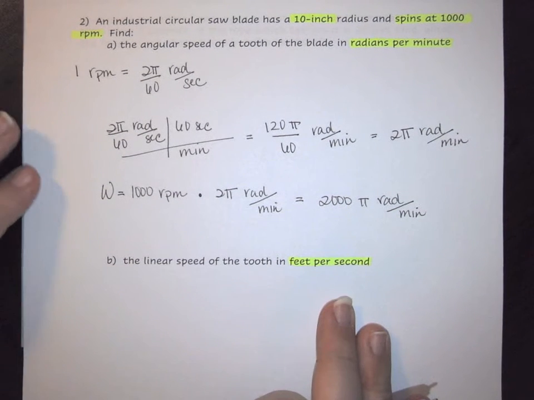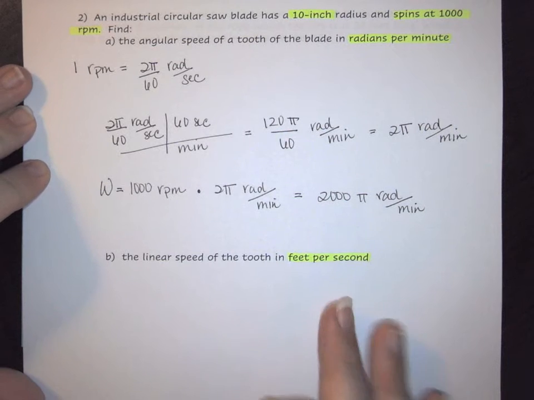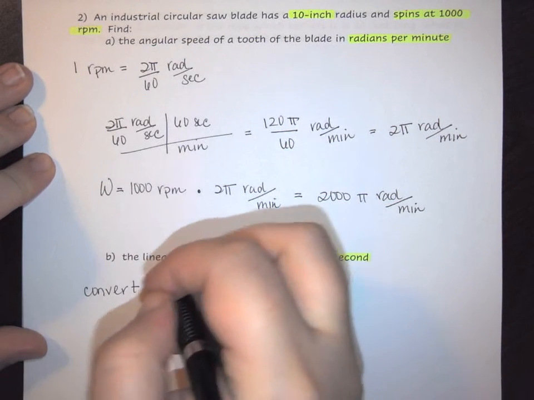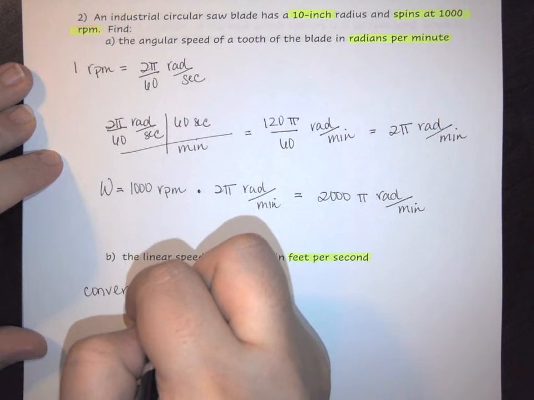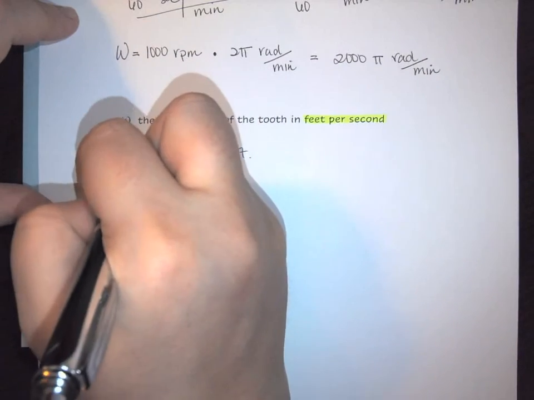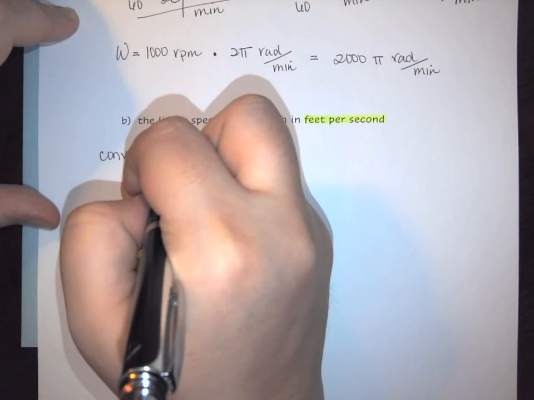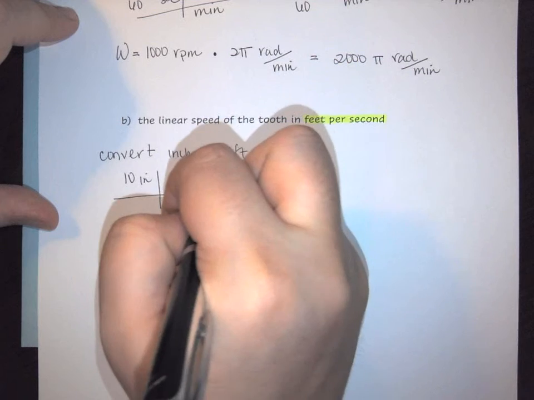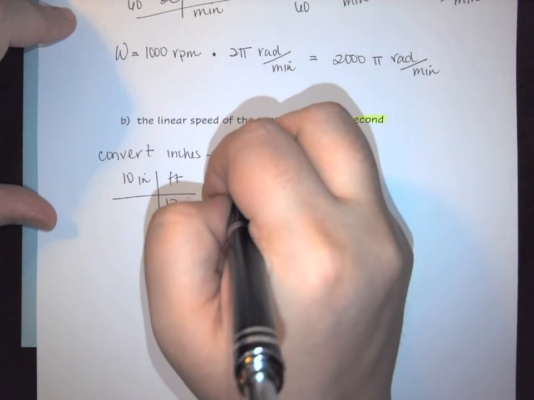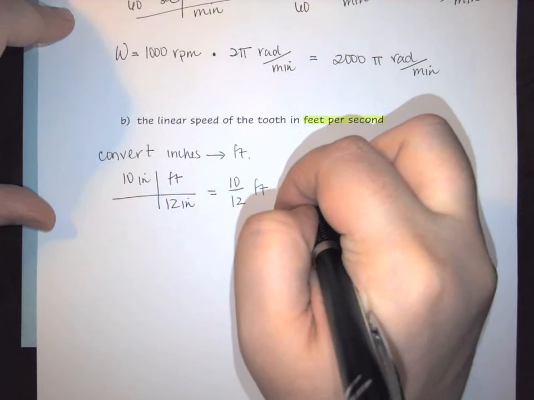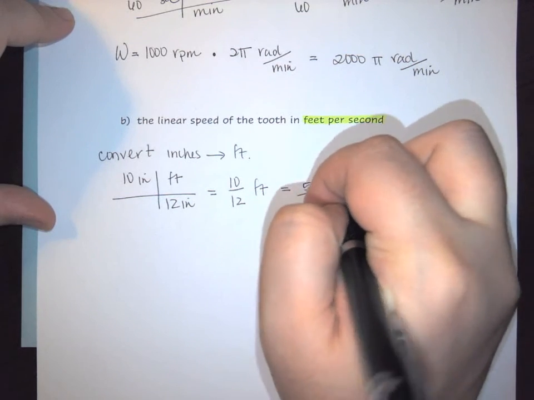Now we also need to calculate the linear speed. So in this place, the first thing I need to do is convert my inches into feet. So I have a 10-inch radius. So I'm going to convert this. So I have 10 inches, and I know that I have 1 foot per 12 inches. And so in my conversion, we're going to end up with 10 over 12 feet. We want to reduce as far as we can. So this is 5 over 6 feet.